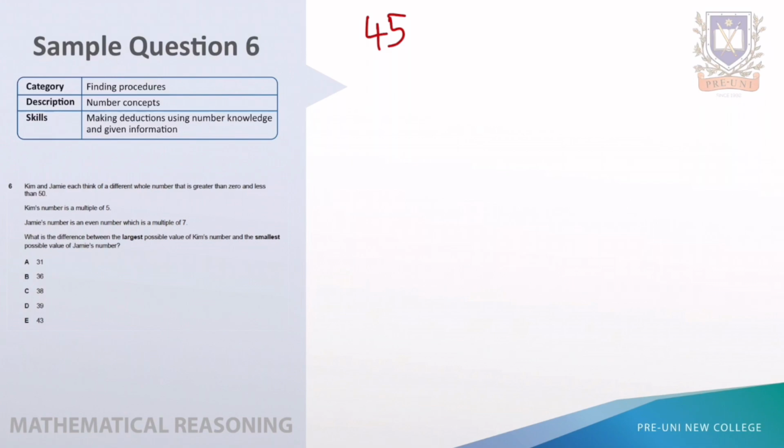So since we have figured out Kim's number, let's figure out Jamie's number. So we know that it is an even number, which is a multiple of 7. And our other condition is that it should be the smallest possible value. So when we list out the multiples of 7, we have 7, 14, 21, and 28. So these are the first 4. We see that 14 is both even and a multiple of 7, but also the smallest such multiple. So we can conclude that would be Jamie's number.